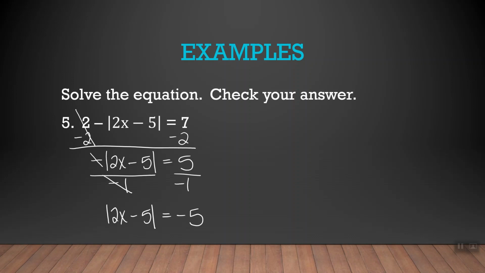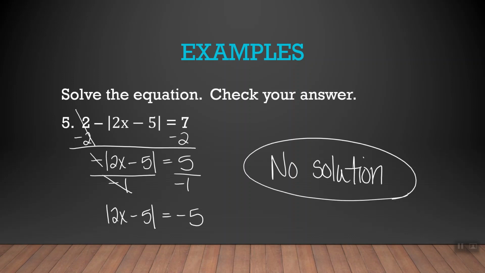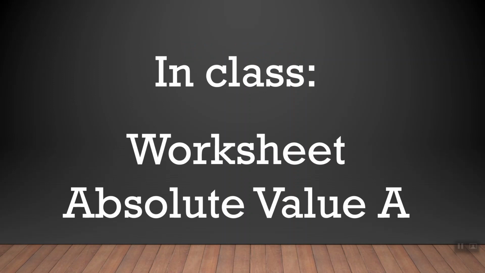So there we have an absolute value equal to a negative number. Absolute values never give you negative numbers. Remember, it's a distance from 0. Distances are always positive. So here we say no solution. We'll talk a little bit later, when we start graphing these, about what the graphs look like when there's no solution, because you can still graph this. So there's the special cases. When we come back to class, I will check the notes and we'll work on the absolute value A worksheet.